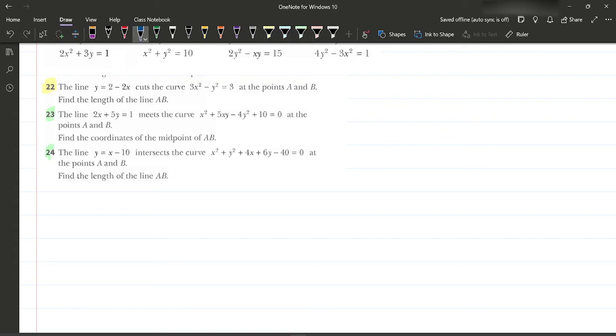The line y equals 2 minus 2x cuts the curve 3x squared minus y squared equals 3 at the points A and B. Find the length of the line AB.